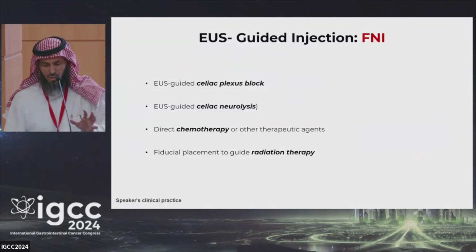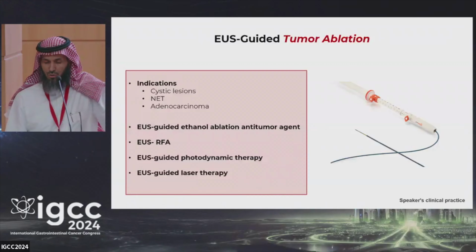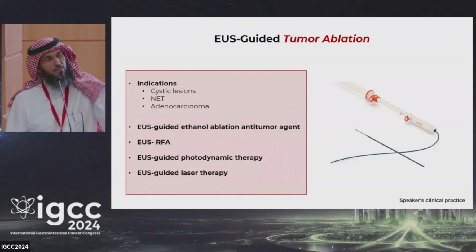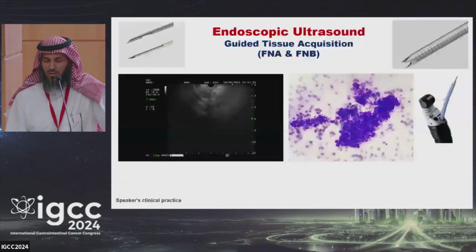This is something you have to consider if you have a patient with pain: celiac plexus neurolysis, chemotherapy, or fiducials to treat your patient's pain and control it. Then if you want more information about anything around tumor ablation, we have a lot of evidence for RFA, but the others are still ongoing, so we'll talk about RFA.